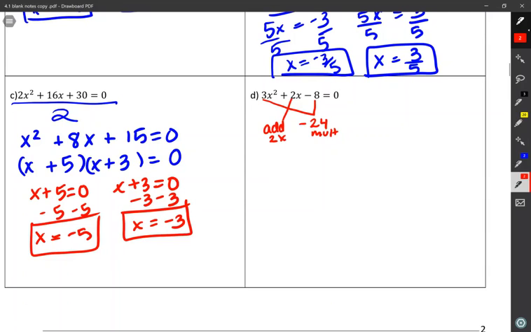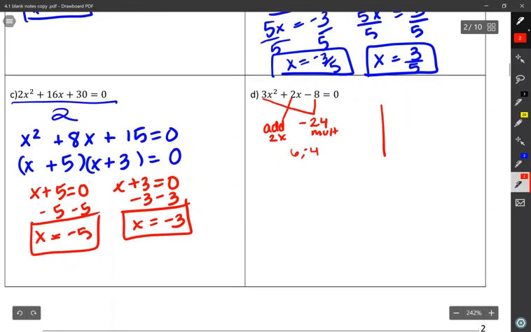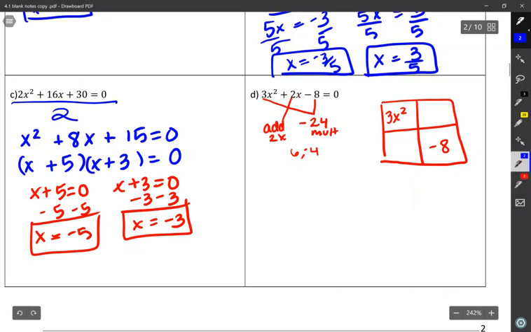Okay, most likely 6 and 4. So you're looking at positive 6, negative 4. Okay, so we're going to put that in our box. The 3x squared goes here. The negative 8 goes here. The numbers that we found go in either one of these diagonals. It doesn't really matter. So 6x, negative 4x.